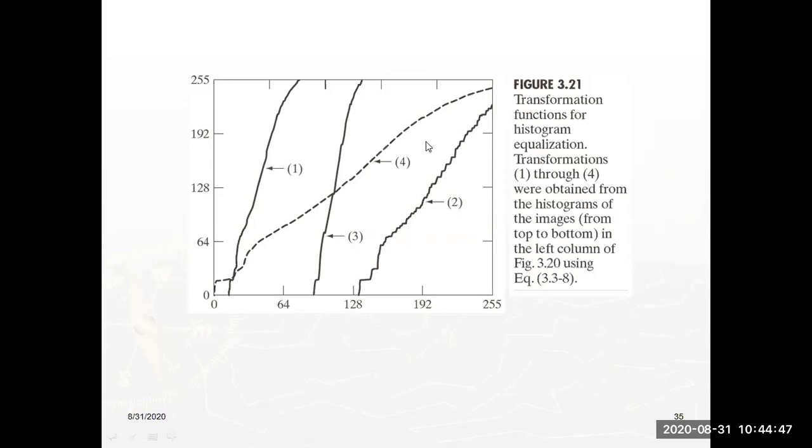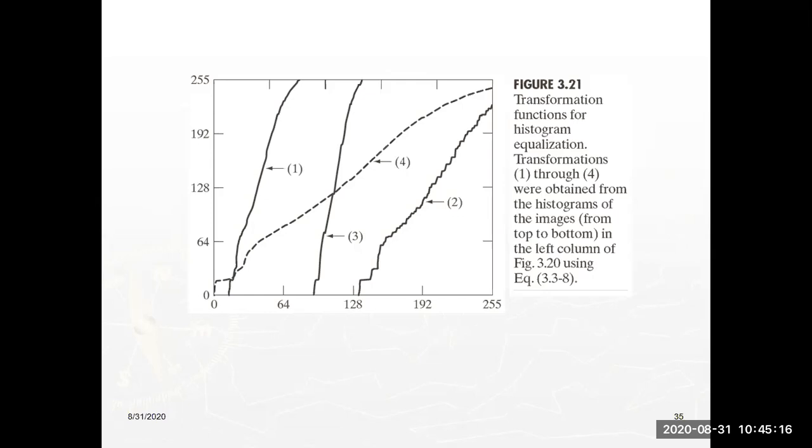These are the transformation functions of histogram equalization. Simply, the transformation function for histogram equalization is S equals L minus 1 times the sum over j equal to 0 to n minus 1 of p_r(r_j), or p_r(r_k). Here K indicates discrete values, not analog values.